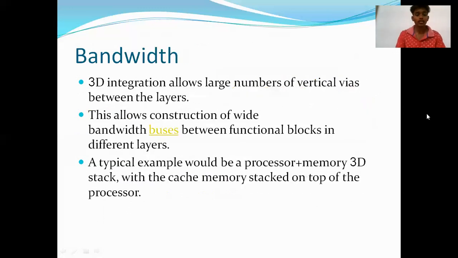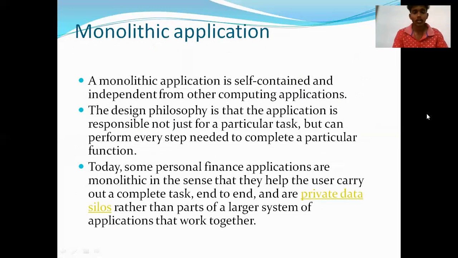And coming to bandwidth, 3D integration allows a large number of vertical vias between the layers. This allows construction of wide bandwidth buses between functional blocks in different layers. A typical example would be a processor plus memory 3D stack, with the cache memory stacked on top of the processor.